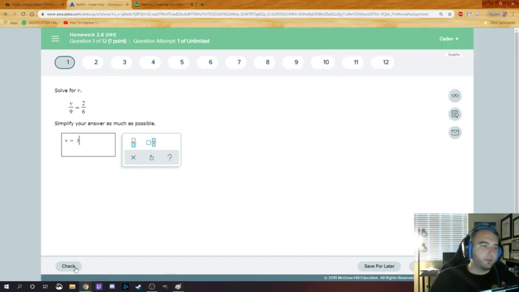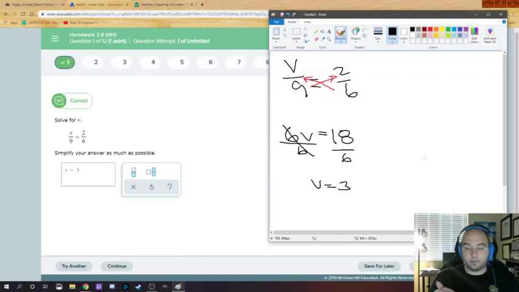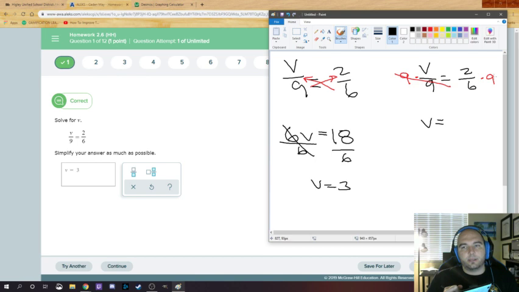Could you have done that with a little bit less steps? Yes, you could. And I'm going to show you the exact same problem right here. Instead of just cross multiplying, I could just identify that v is on top here. And the way you get rid of v is by multiplying by 9, because that undoes the dividing by 9. So v equals whatever the result of 2/6 of 9 is, right? 2 times 9 is 18, and 18 over 6 is still 3. So that's the answer again. I'm just saying that's a possible way to do it.